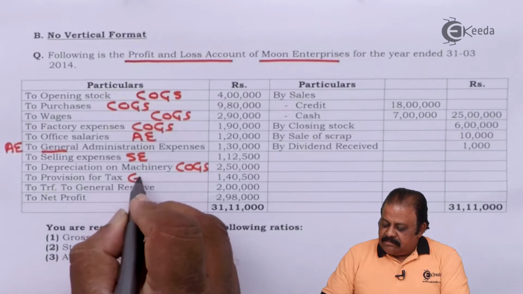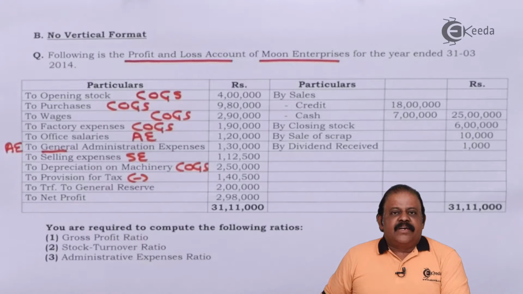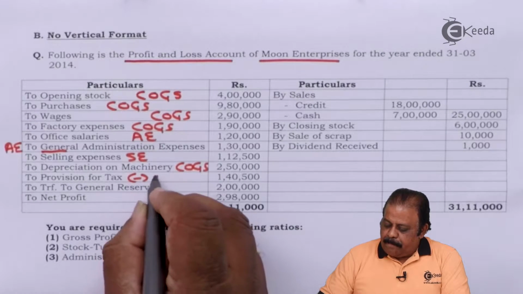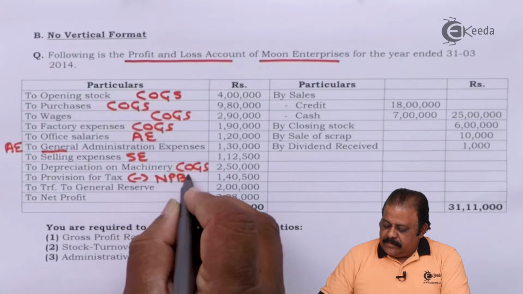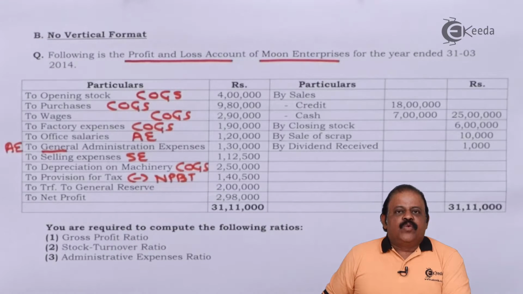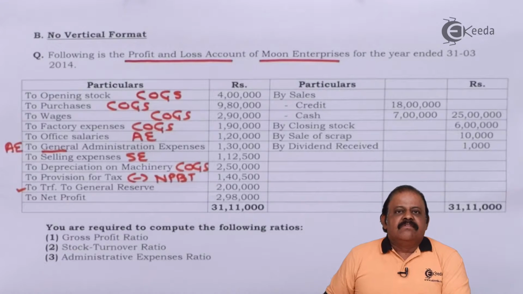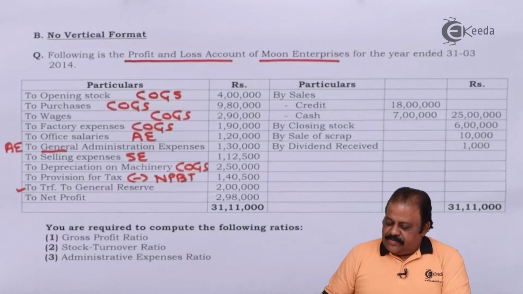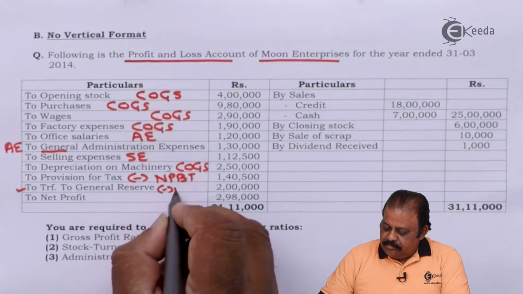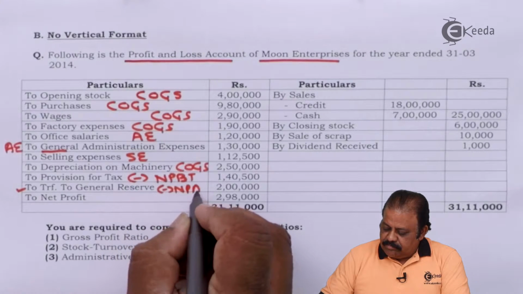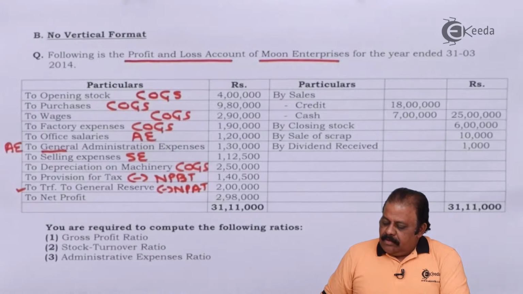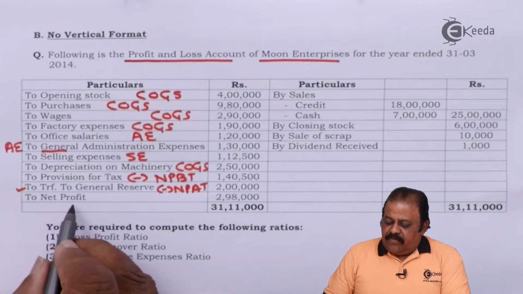Provision for tax. This will be deducted from net profit before tax. Transfer to general reserve. This is appropriation. This will be deducted from net profit after tax. Final net profit is given.